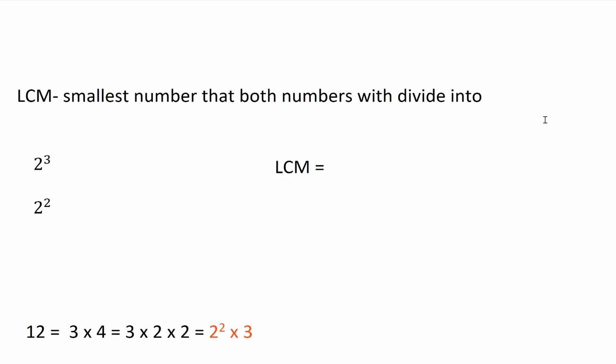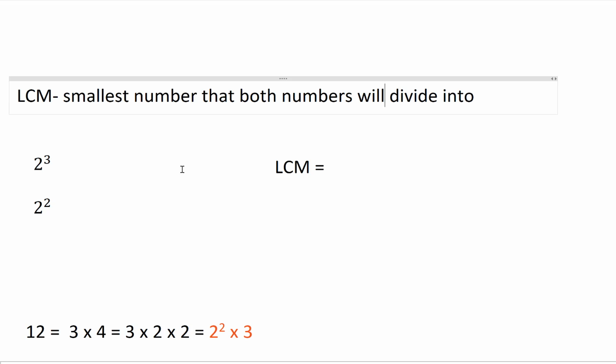Now let's talk about the least common multiple. The least common multiple is the smallest number that both numbers will divide into. So let's again look at 2 cubed and 2 squared. Again, you can think about these as equaling 8 and 4. Which one of those will both of them divide into? Well, 2 squared will go into 8 and 8 will go into 8, or 4 will go into 8 and 8 will go into 8.